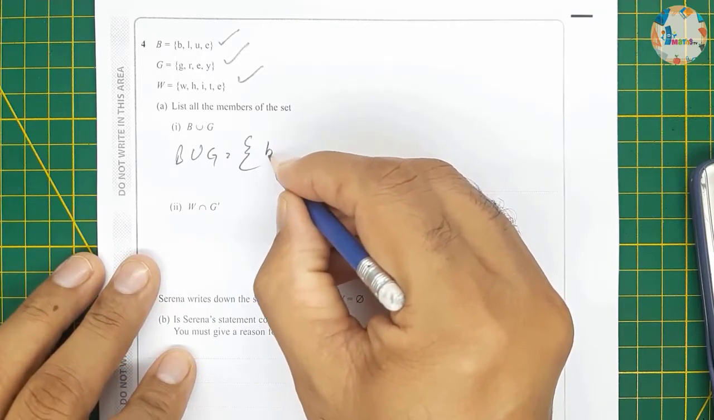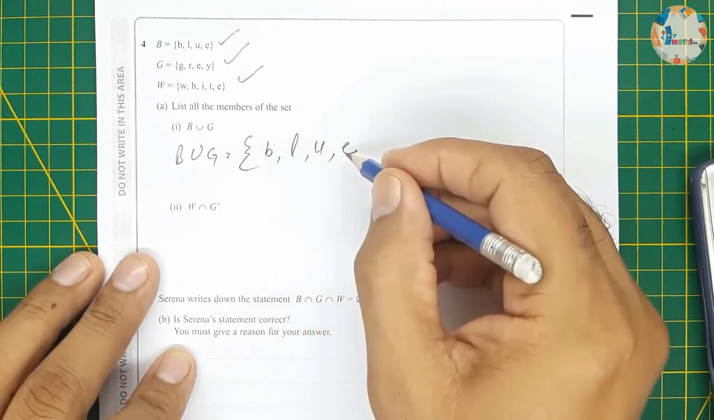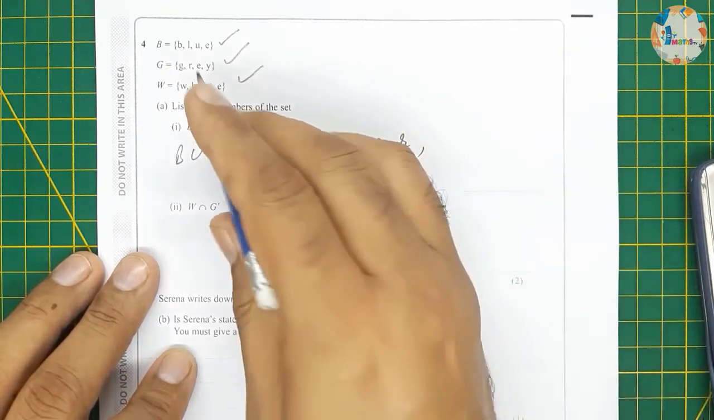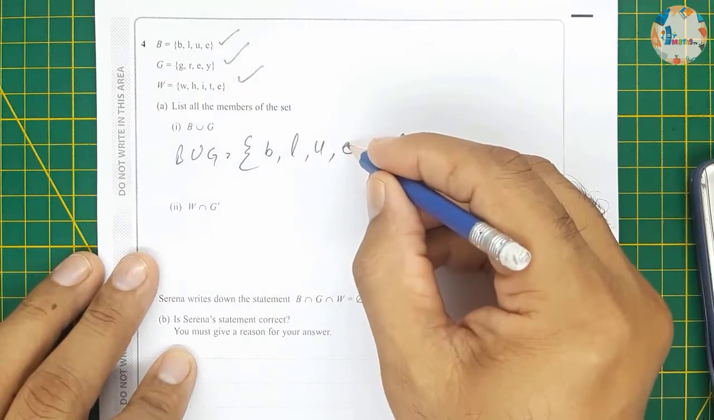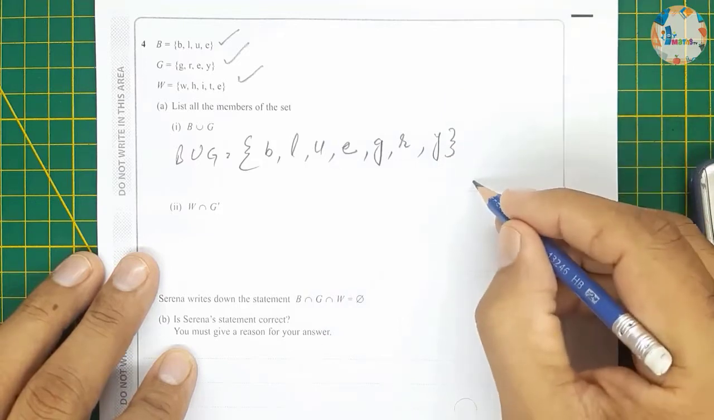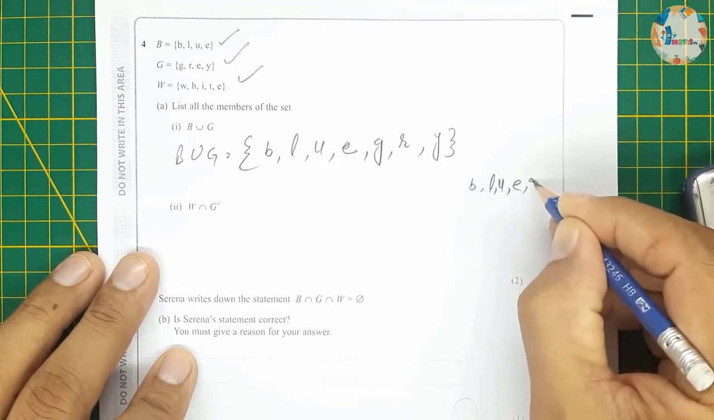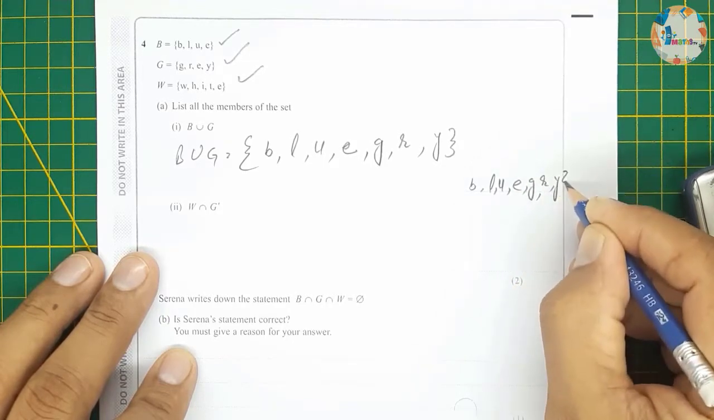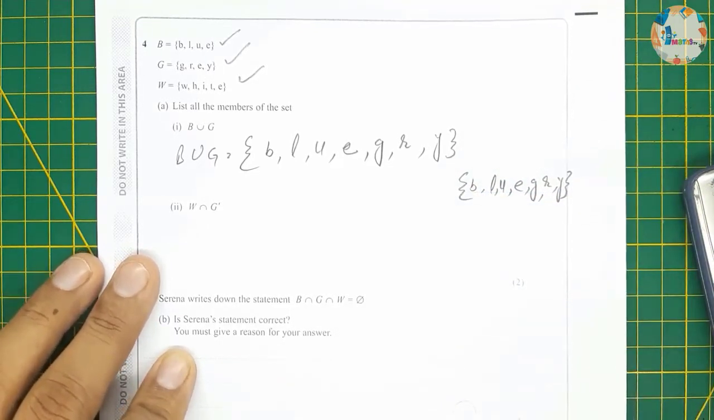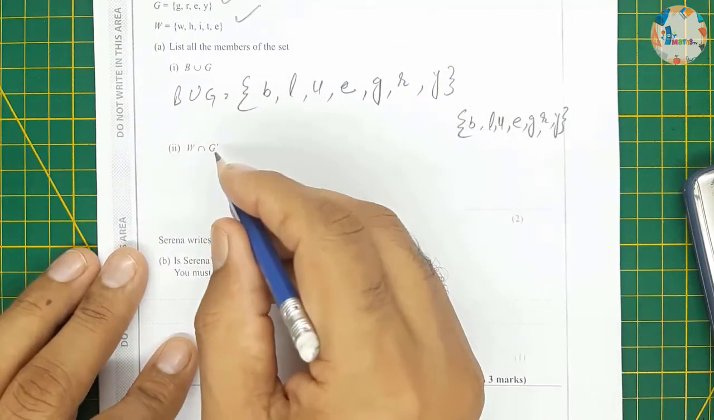So we can write B, L, U and E. These are members of B. Union G, this will be G, R, E. We will not be writing E because we have already taken it. And then next will be Y, so this will be our answer. We can write here B, L, U, E, G, R and Y, and we have to write in brackets.